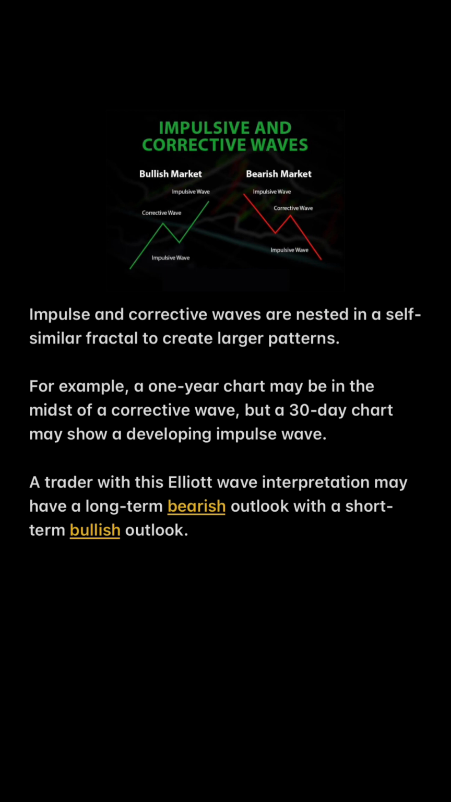Now, when we're talking about impulse and corrective waves, they're nestled in self-similar fractions to create larger patterns. For example, a one-year chart may be in the midst of a correction wave, but a 30-day chart may be showing a developing impulse wave. So a trader utilizing Elliott waves may interpret that as a long-term bearish outlook, but a short-term bullish outlook, which traders love because you can kind of double dip. You can have a multitude of perspectives given the outlook based off of different time frames and kind of get time frame continuity and make multiple types of trade analysis.